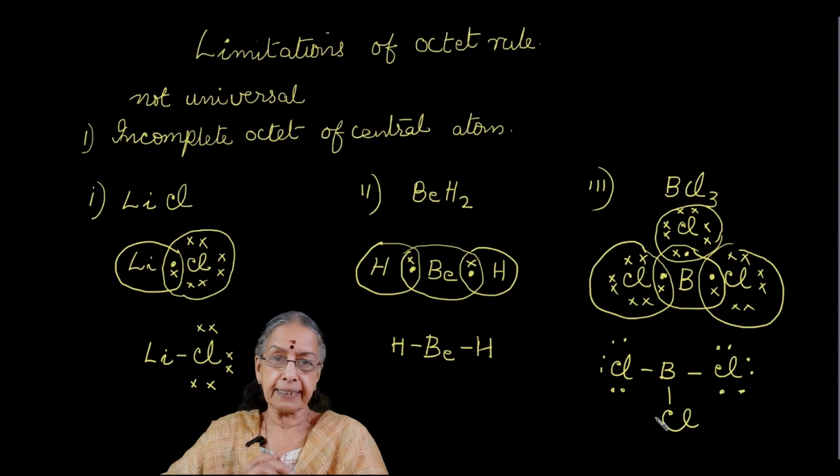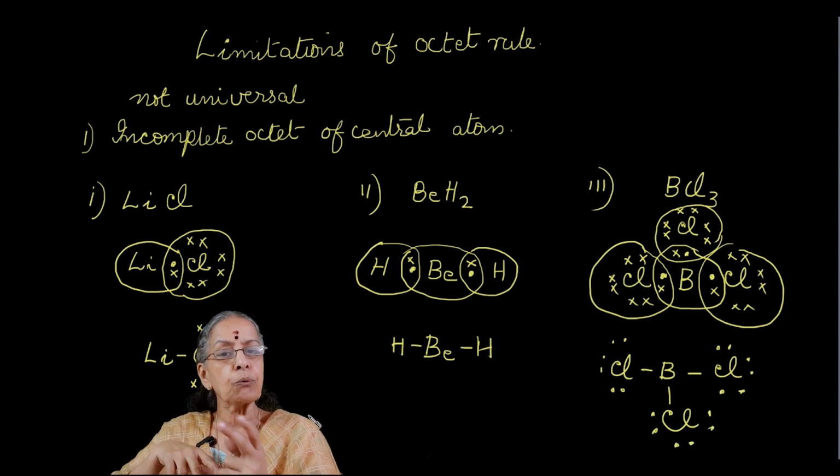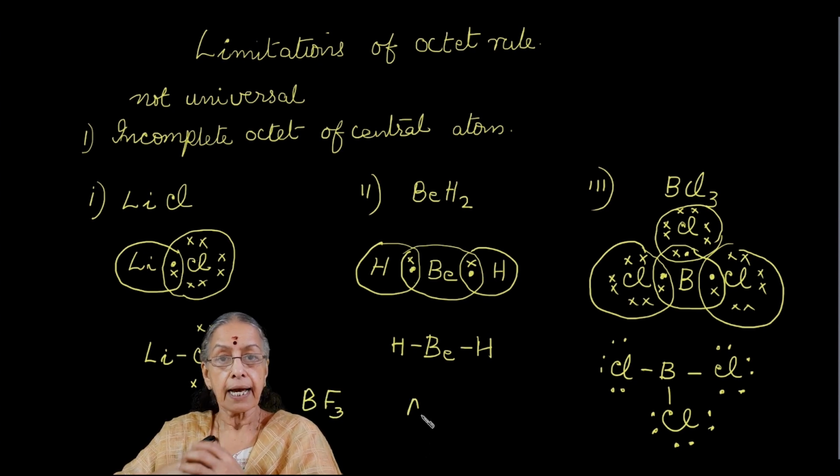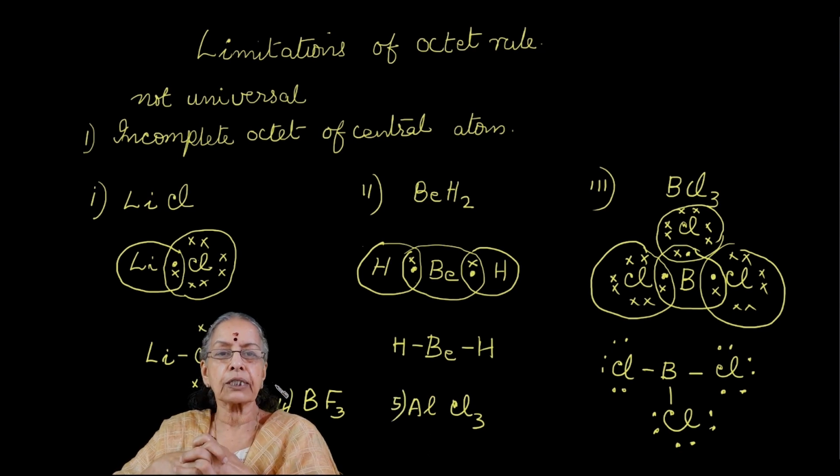I hope it is clear. There are other examples as well. I will mention 2 more. One is boron trifluoride. Another one is aluminium trichloride. In these compounds also, the central atom does not satisfy octet condition. You can verify these molecules yourself.